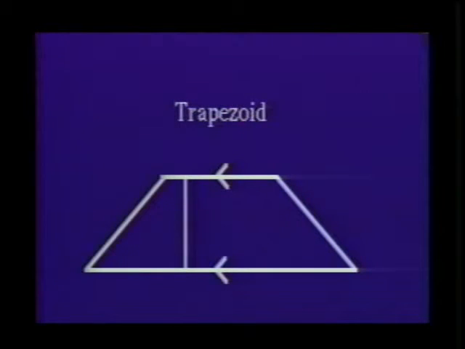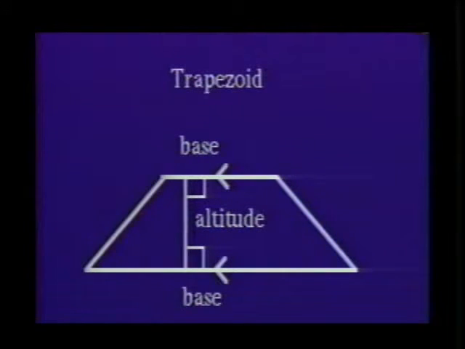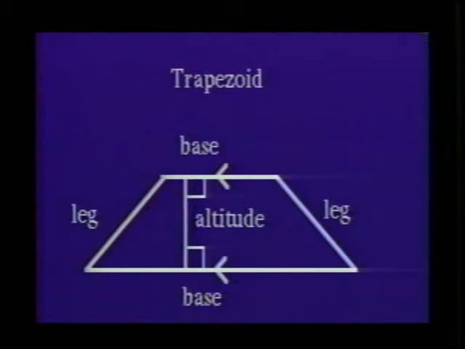Trapezoids. A quadrilateral with at least one pair of sides parallel is a trapezoid. The two parallel sides are the bases of the trapezoid. The altitude is the perpendicular distance between the bases. The legs are the sides joining the parallel sides, and they may be non-parallel.